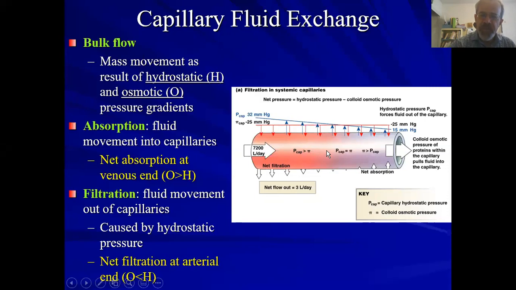As we go through the capillary, eventually everything's balanced, but then as we get to the venous end, as we've lost a lot of fluid, what we still have are particles in the vessel. So at the venous end, the osmotic pressure is actually greater than the hydrostatic. So the pressure that pulls fluid in exceeds the drive to push fluid out. So this is where we have absorption. Filtration is the movement out at the arterial end, and absorption is pulling fluid in at the venous end. This is basically how it works. It's quite a fascinating mechanism.